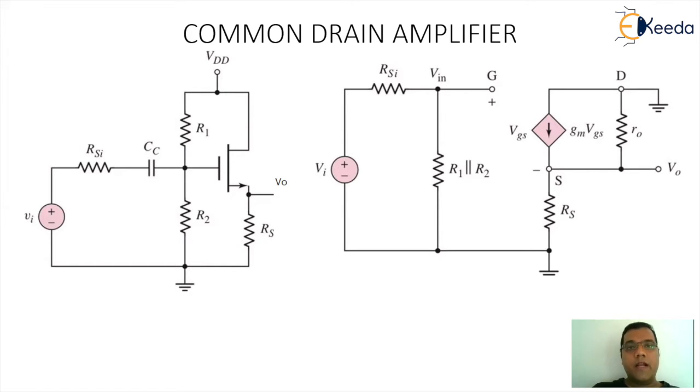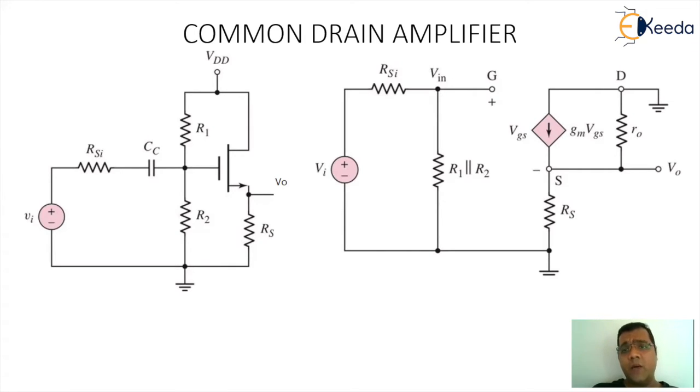Here, now we are looking at the common drain amplifier circuitry. In the common drain amplifier circuitry, you will find that the output is taken from the source terminal across the resistance Rs. At the input side, we are having R1 R2 present. The drain terminal is connected to the VDD point directly. At the input side, we are having the coupling capacitor Cc, followed by the input resistance of the internal source RSI and the voltage source Vi. So RSI is basically representing the internal resistance of the voltage source Vi.